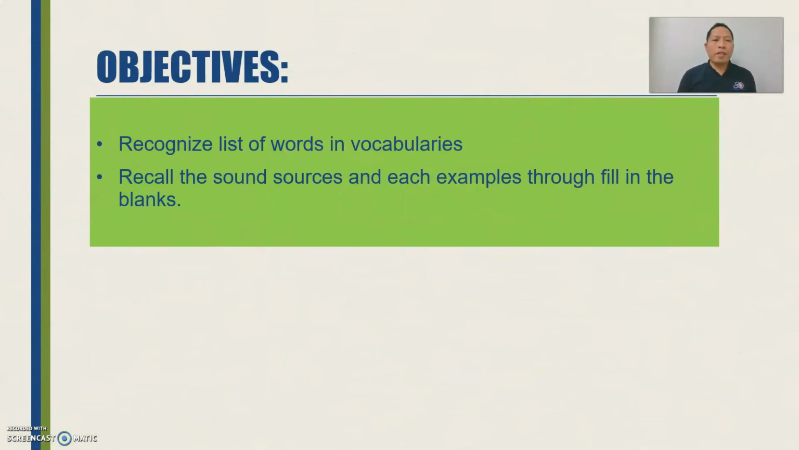objectives for today. Our objectives for today is to recognize a list of words in the vocabularies. Second, recall the sound sources and their examples through fill in the blank. So you're going to recall the two sources of sound, like natural and artificial.